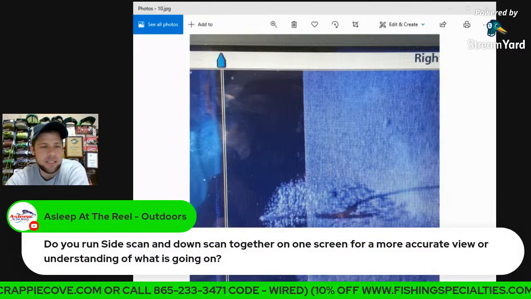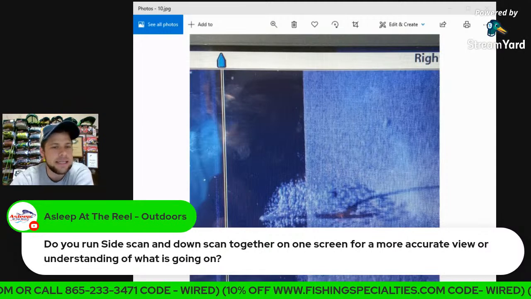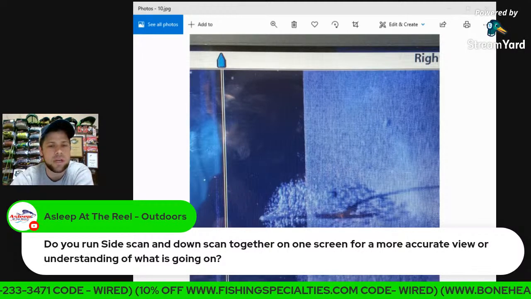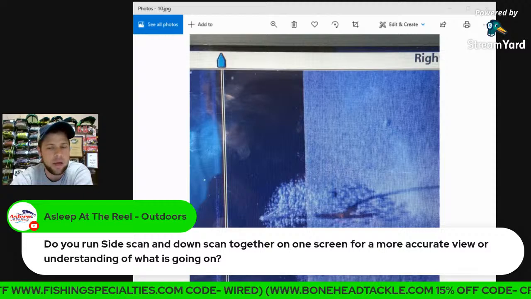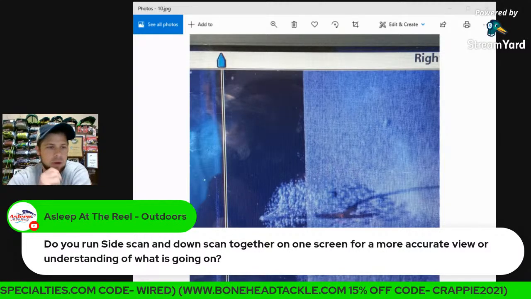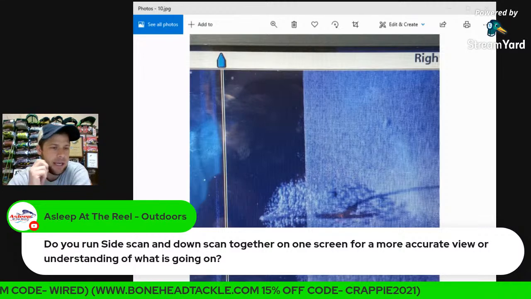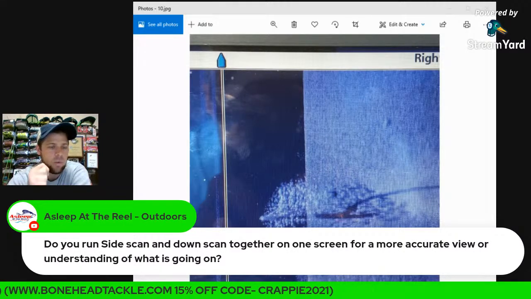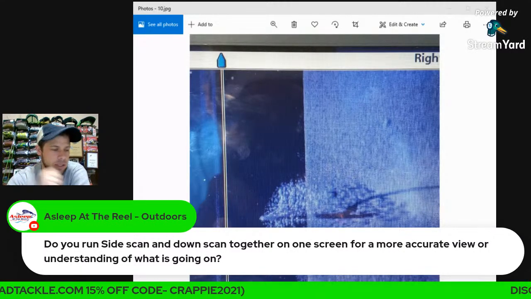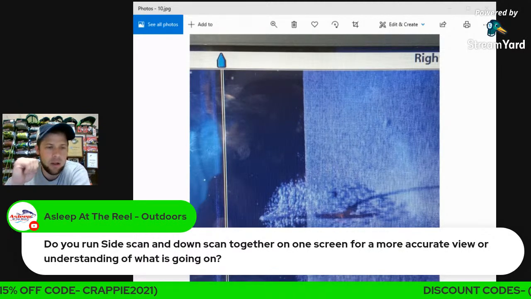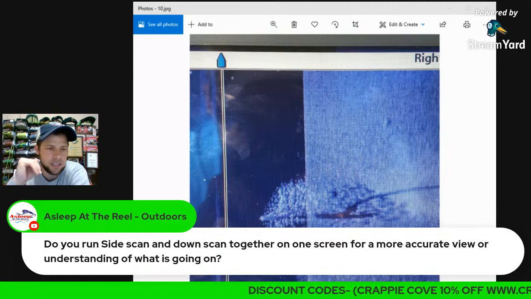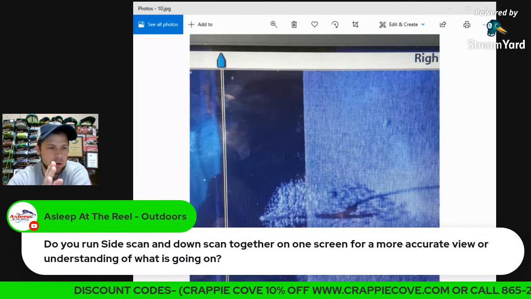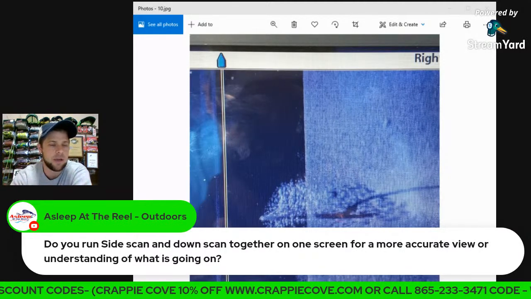What's up, Chris? Do you run side scan and down scan together on one screen for a more accurate view or understanding of what is going on? No, I do not. The way I run my units, guys, I have an HDS 10 Gen 1 that runs solely side imaging. And then I have an HDS 8 Gen 1 where I run my map. I run it split screen, map on one side, down imaging on the other.